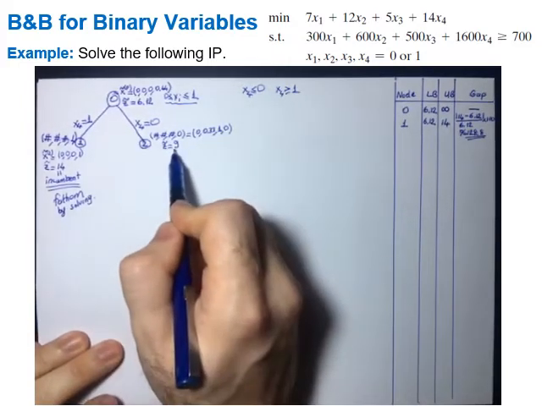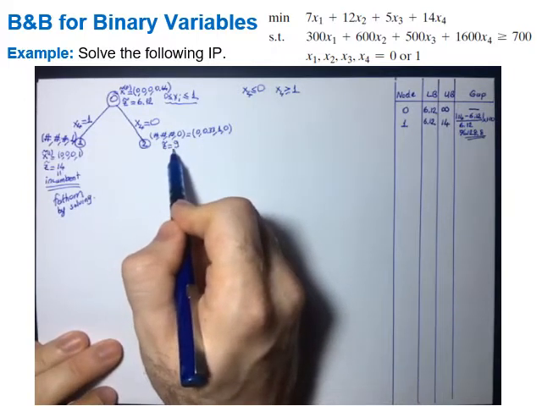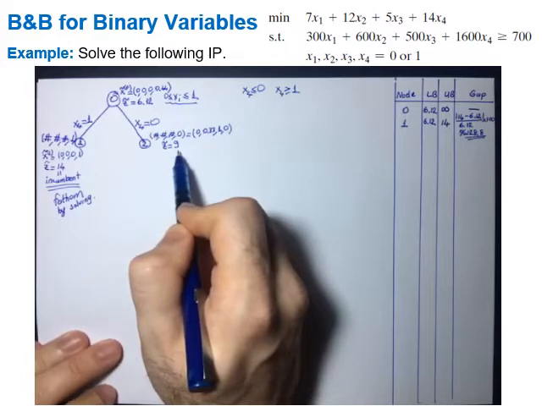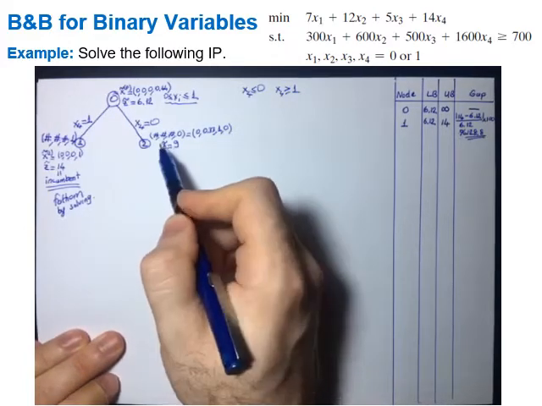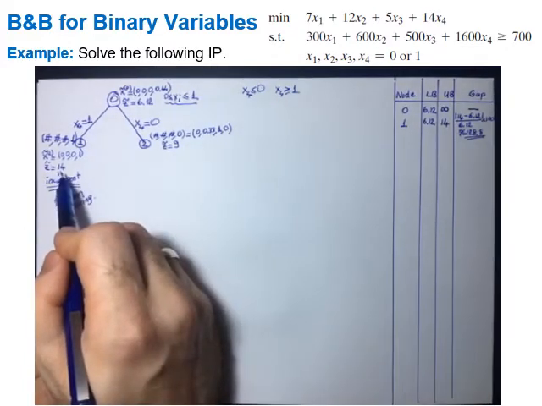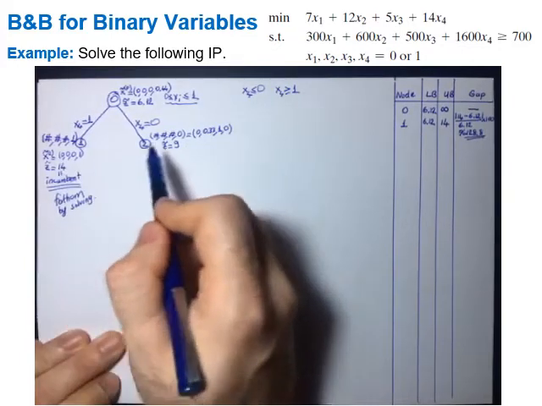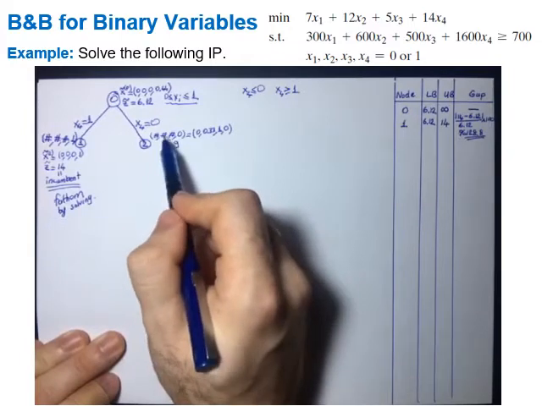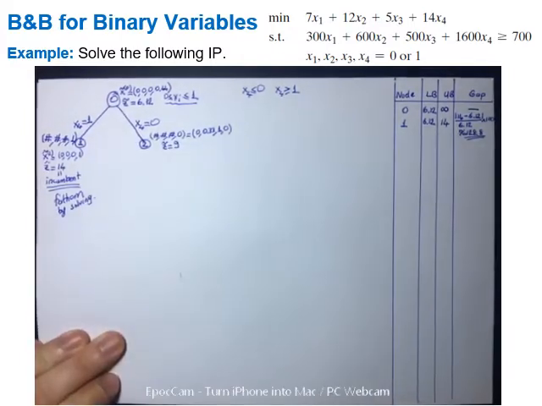And the objective function value of this solution is 9. And for a minimization problem, this is better than my incumbent value, which was 14. So if we continue to explore this, maybe we will obtain a solution with objective function value of 9. So there's a possibility here. So I cannot fathom because of bounding. It means that I need to branch.